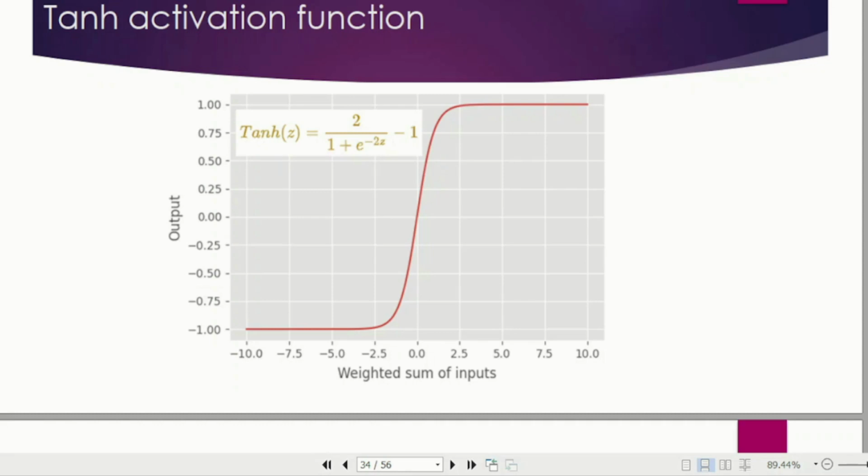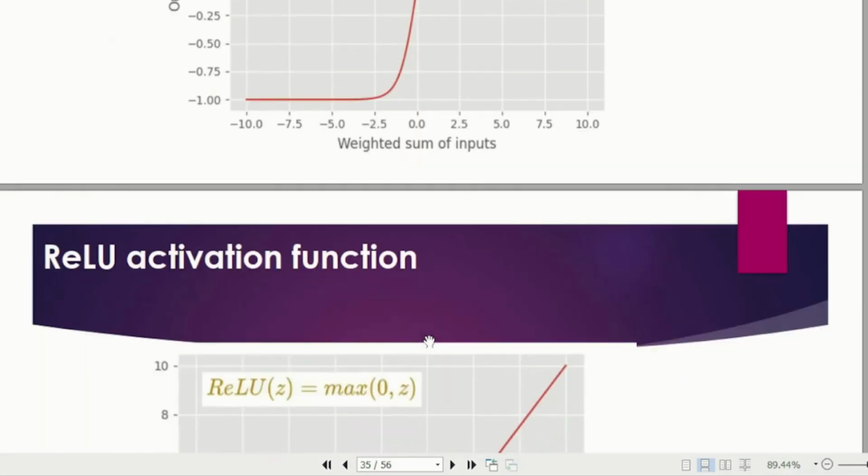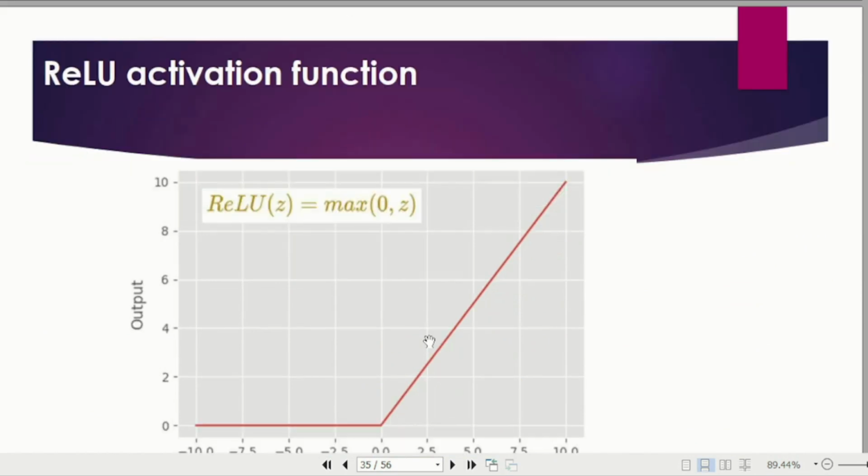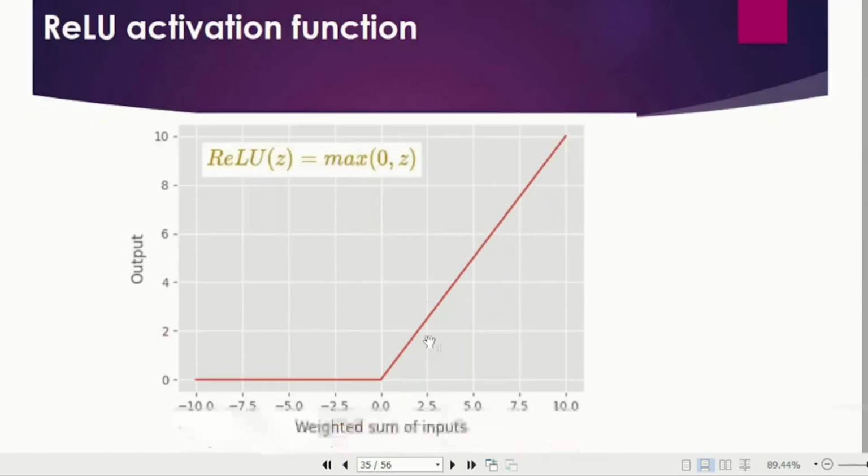Now the third type that we have to discuss is the ReLU activation function. Nowadays it is used in most deep learning processes. Deep learning neural networks use this type of ReLU function, and it is said to be the most important activation function.